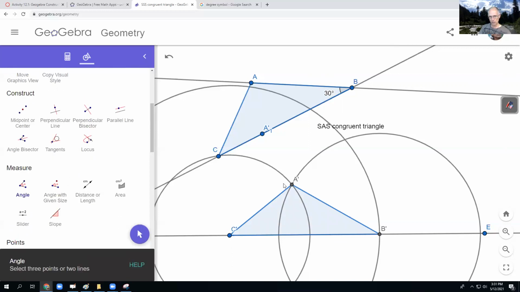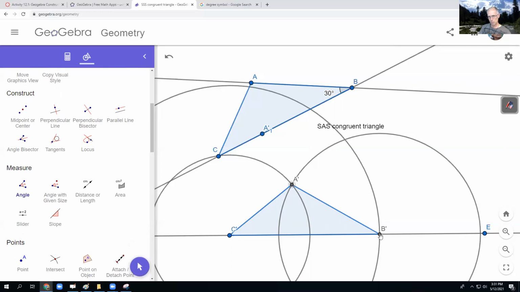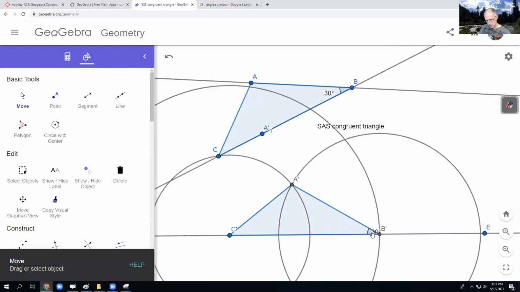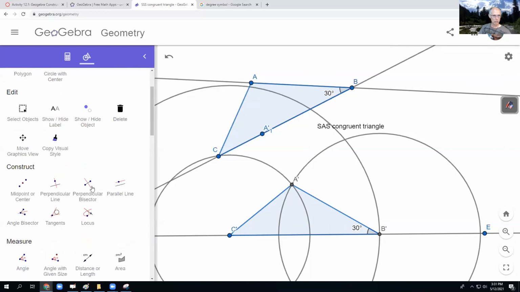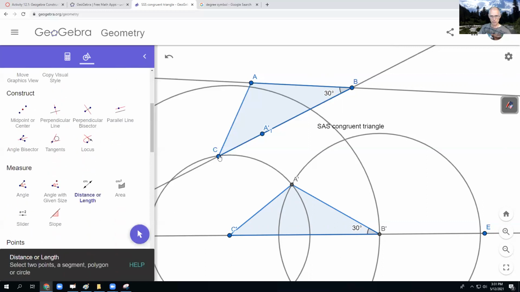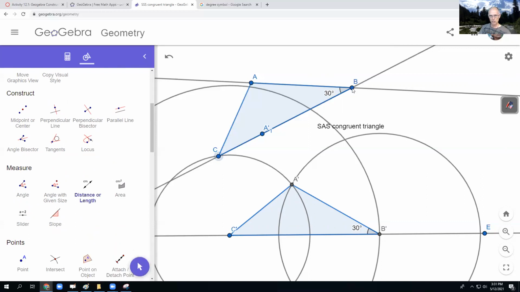So I'm going to measure angle ABC, and GeoGebra says that's 30 degrees. Yay! Looks like I did it. Double check a length to make sure. The distance from C to B is about 7.4, and so C prime to B prime ought to be the same thing. And A to B, my original, was 5. Probably not exactly 5, but close enough, I guess, GeoGebra. And this one ought to be 5, too. Cool. I did my reproduction.